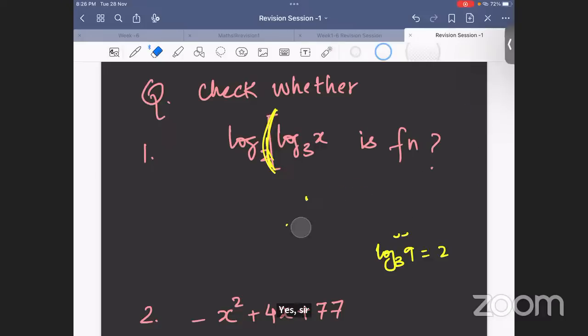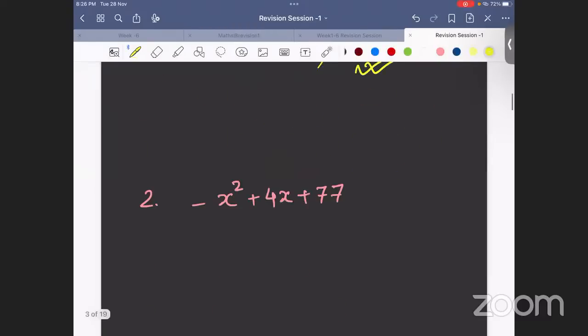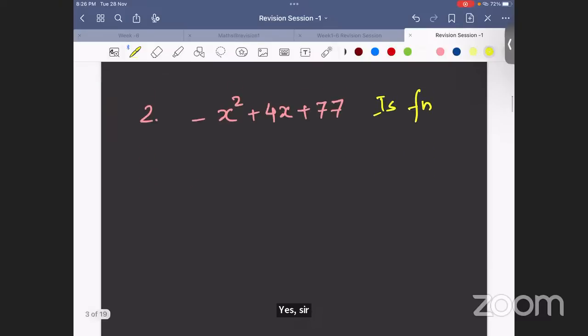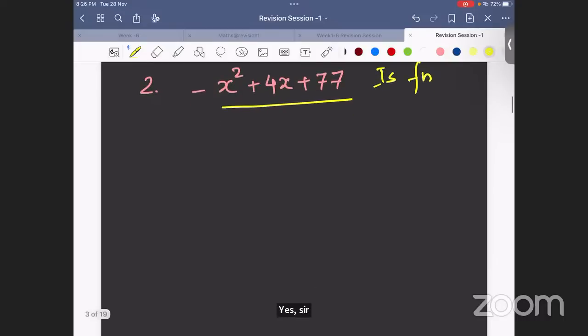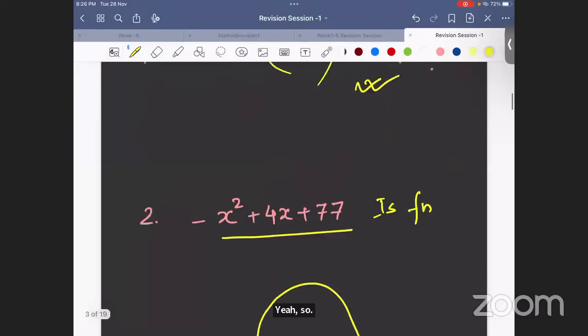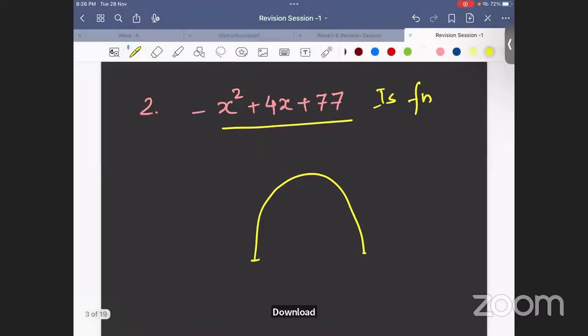Okay. In the same problem, later I'll be asking you after discussing that. So this is a function, correct? Is this a function? Yes, sir. Is it an upward or a downward parabola? Downward, sir. It's a downward parabola, correct? It's a function, but it's not reversible.